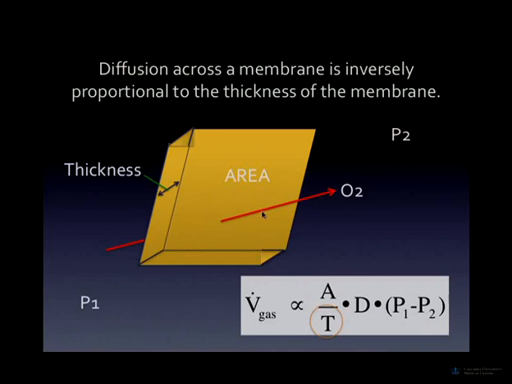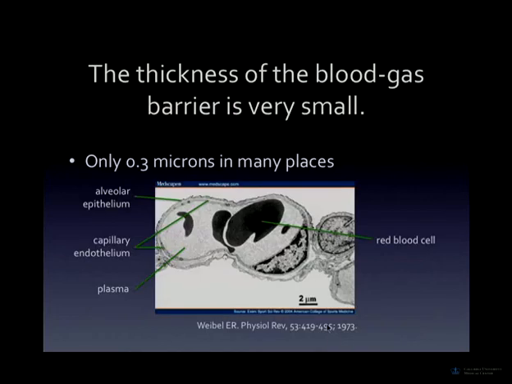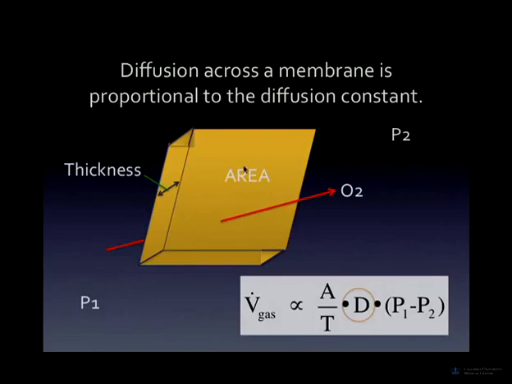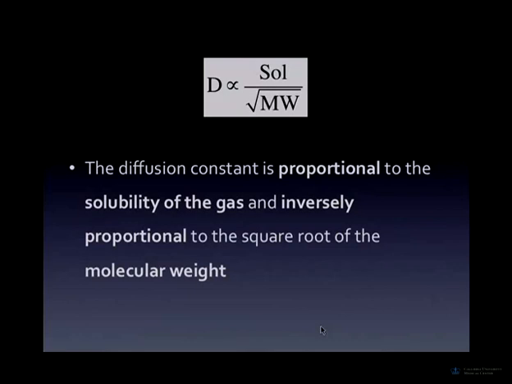We know from this law of diffusion that the diffusion across the membrane is inversely proportional to the thickness of the membrane. And it turns out that the blood-gas barrier is very, very thin. It's only about a third of a micron in many places. We also know that diffusion is proportional to the diffusion constant. So far in the normal human lung, we know that we have a very large A and a very small T, and then we have this diffusion constant.